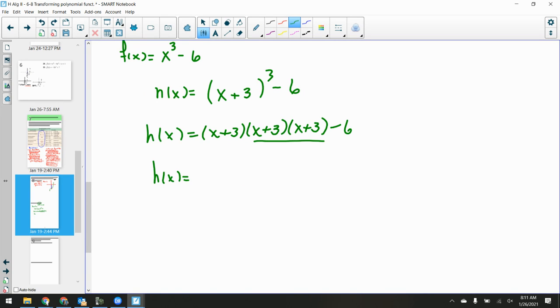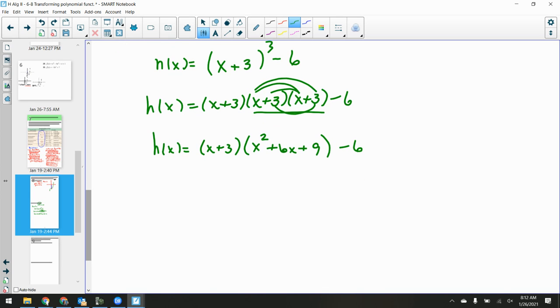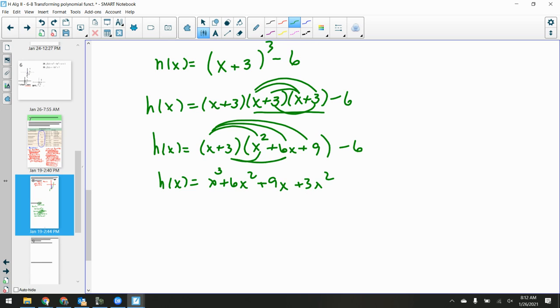H of x is equal to, we got x plus 3. And then foiling those together, that's x squared. 3x and 3x makes 6x. 3 times 3 is 9. And then we multiply in the x plus 3. So h of x is equal to x cubed, x squared, 9x, 3x squared, 18x, 27. And then don't forget about the minus 6.